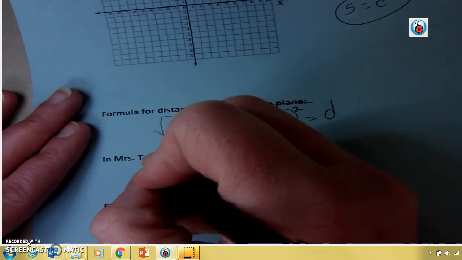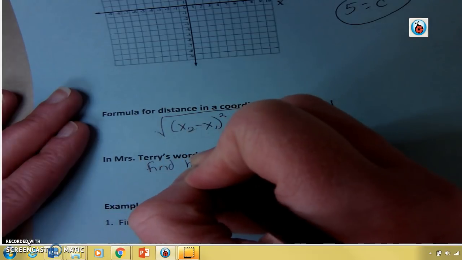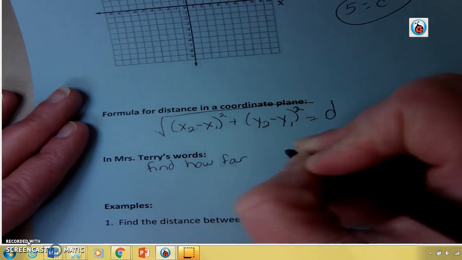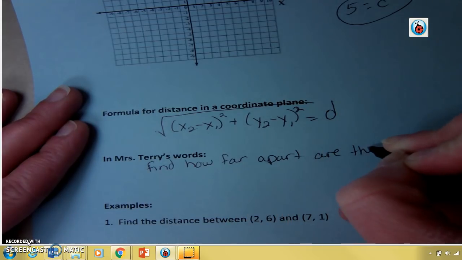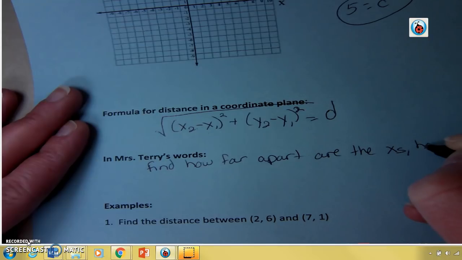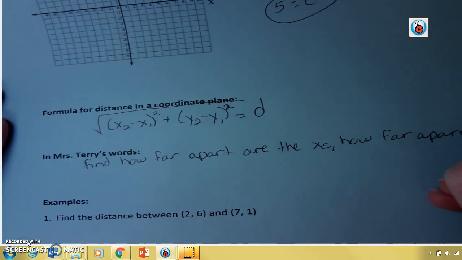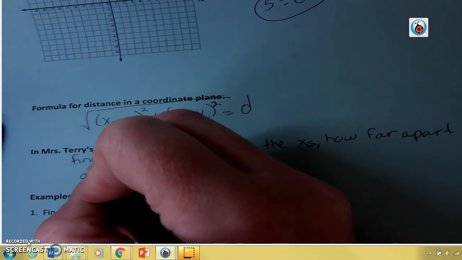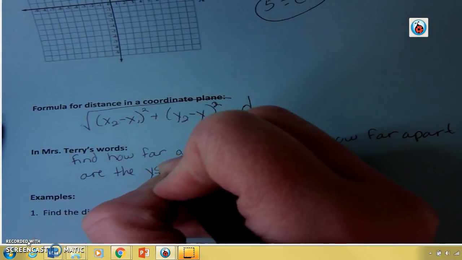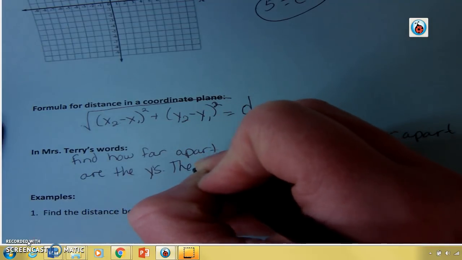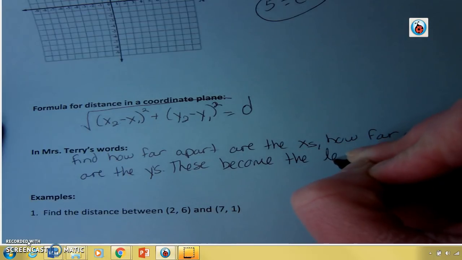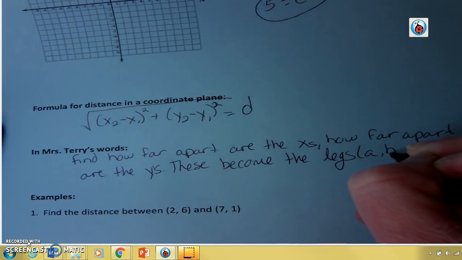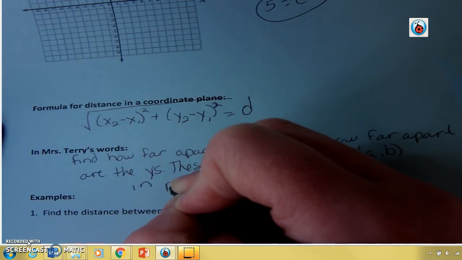So in Miss Terry's words, you find how far apart are the x's? How far apart are the y's? And then these become the legs, which are a and b in Pythagoras' theorem.